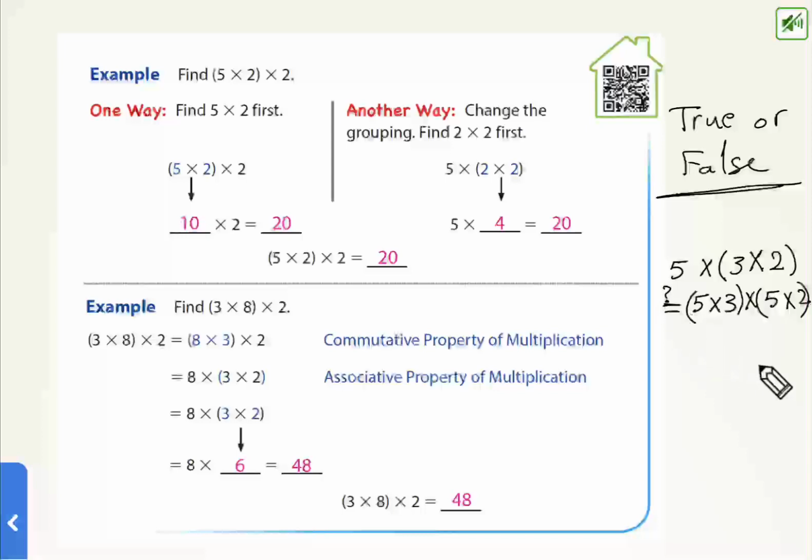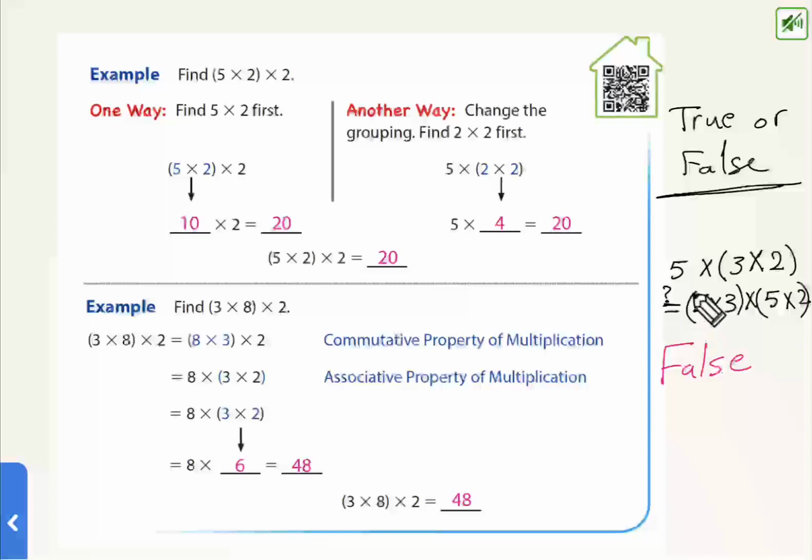False. Okay, Abdulaziz, I heard you all. Abdulaziz, you said false. Would you please explain? Okay. 5 multiplied by 3 equals 15. We don't know multiples of 15. Okay.